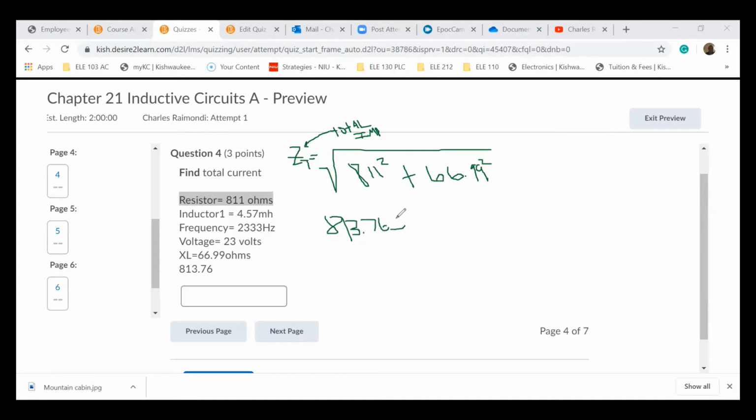813.76. Okay, good. Everybody looks like we're getting extra points today. I'm writing it down. Now we have to find I total, the hard part, right? So that's just that. By the way, excellent job on the quizzes. And we will talk if there are any homework questions or quiz questions after this too, okay?